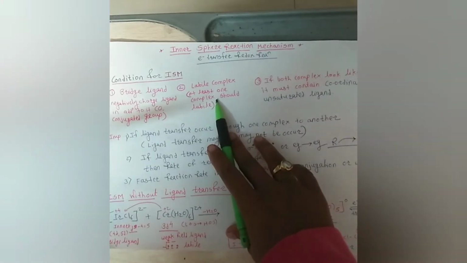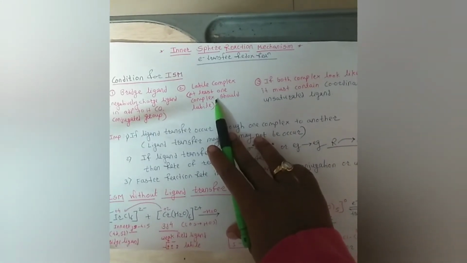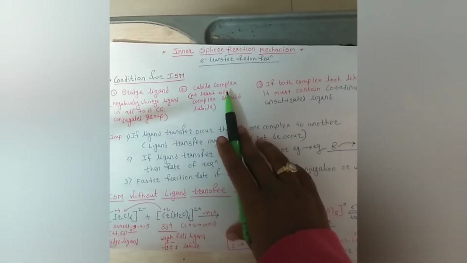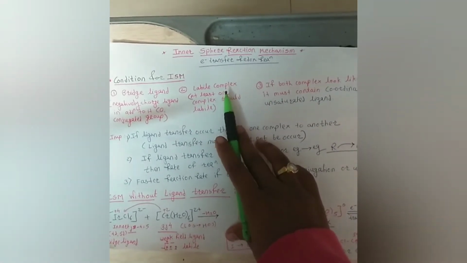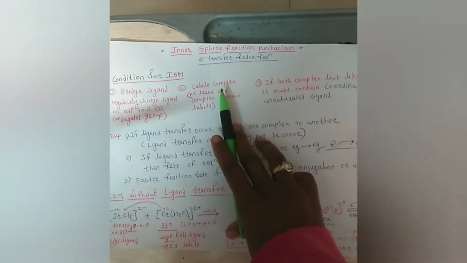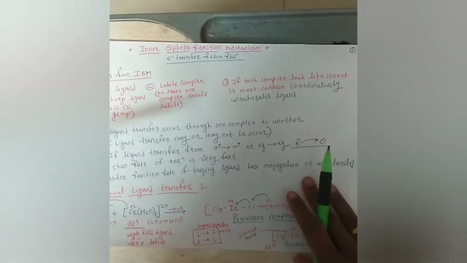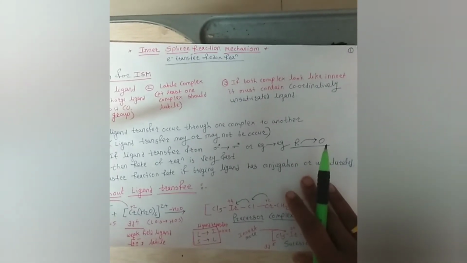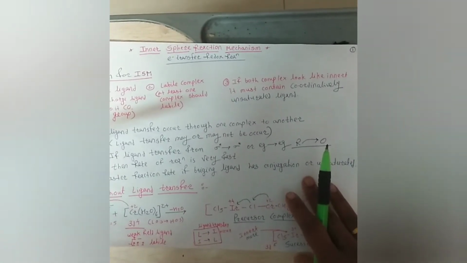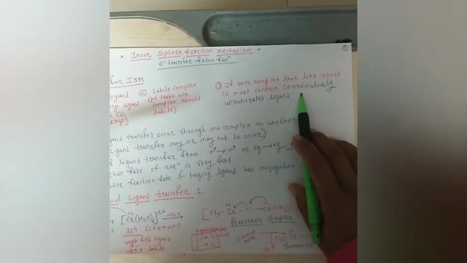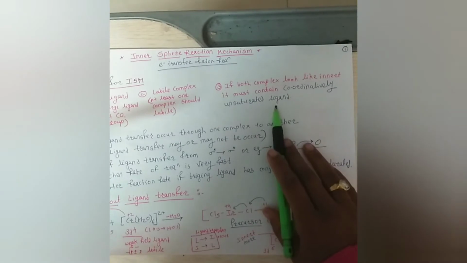The second condition for the inner sphere mechanism is a labile complex. The complex should be labile, meaning if there are two complexes, out of the two, at least one complex should be labile. Then the third condition for the inner sphere reaction mechanism is, if both the complexes look inert, it must contain a coordinatively unsaturated ligand.